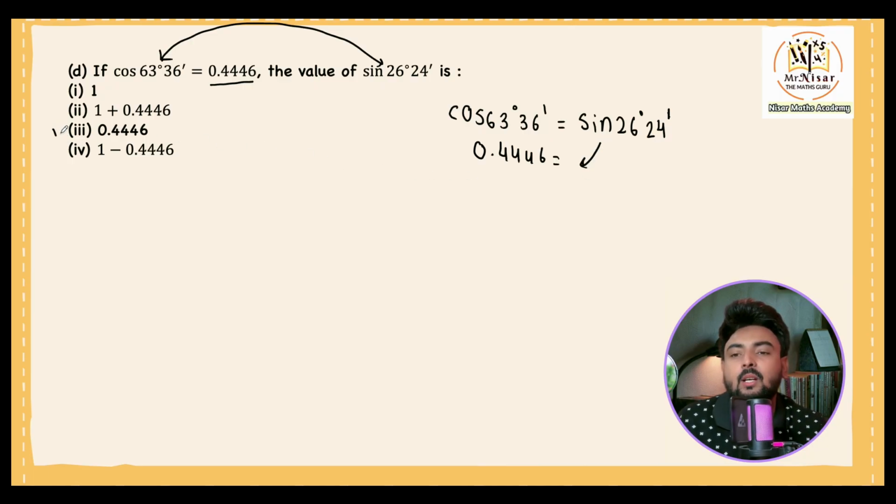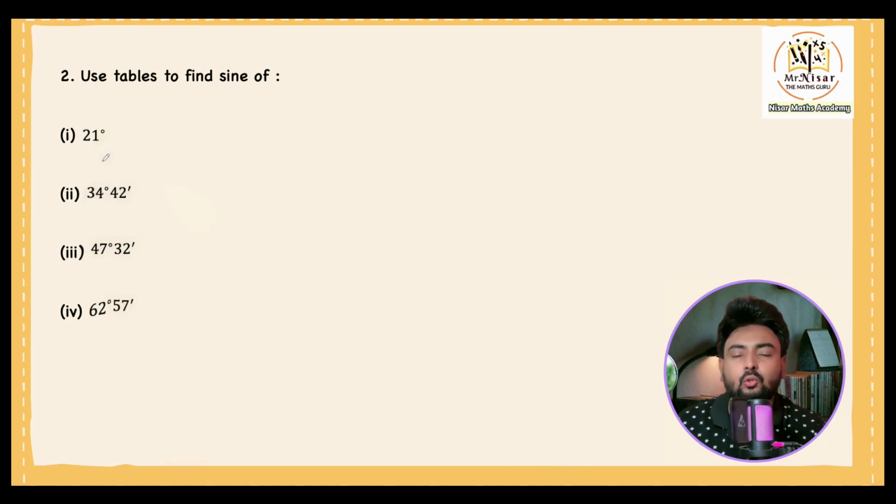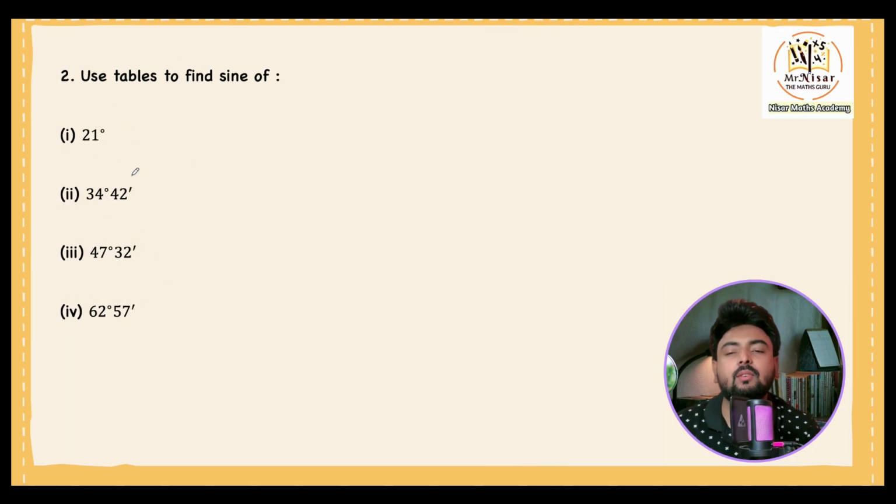So which option will be correct? Option number 3. Very simple question it was. These were the questions related to the complementary angle. Let's go ahead for the next question. Now children, in the next question we have to find the value of sine 21 degree, sine 34 degree 42 minutes. So for this we will be using the log table, okay, which is given in your textbook on the last 3-4 pages.